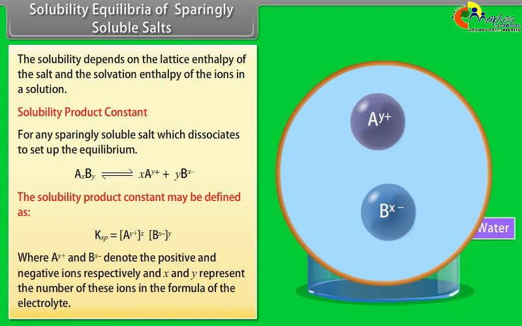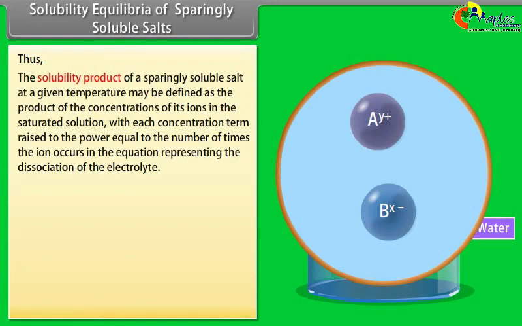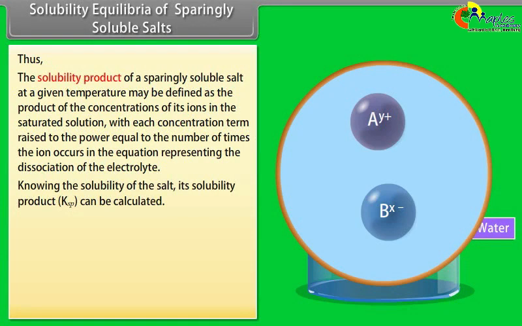where A^(y+) and B^(x-) denote the positive and negative ions respectively, and x and y represent the number of these ions in the formula of the electrolyte. Thus, the solubility product of a sparingly soluble salt at a given temperature may be defined as the product of the concentrations of its ions in the saturated solution, with each concentration term raised to the power equal to the number of times the ion occurs in the equation representing the dissociation of the electrolyte. Knowing the solubility of the salt, its solubility product can be calculated.